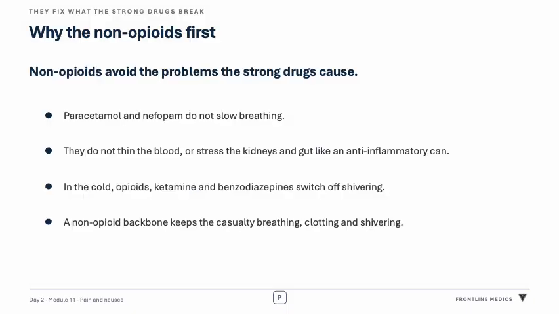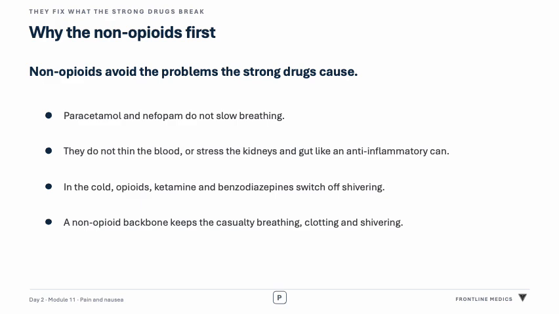In trauma, this combination is often preferred pre-hospital because the non-opioids avoid the very problems the strong drugs cause. Paracetamol and nefopam do not slow breathing, do not thin the blood, and do not stress the kidneys or the gut, the opposite profile to opioids and anti-inflammatories.